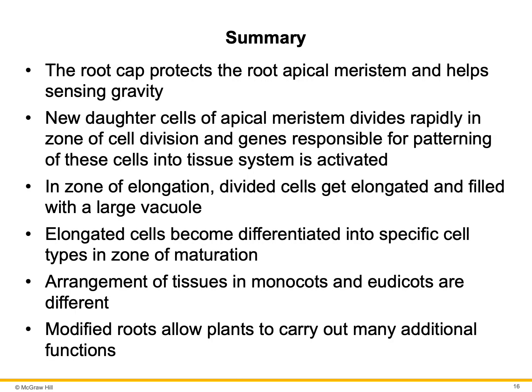In summary, the root cap protects the root apical meristem and helps in sensing gravity. New daughter cells of the apical meristem divide rapidly in the zone of cell division, and genes responsible for patterning of these cells into tissue systems are activated in the zone of cell division. In the zone of elongation, divided cells get elongated and filled with a large vacuole. Elongated cells become differentiated into specific cell types in the zone of maturation.